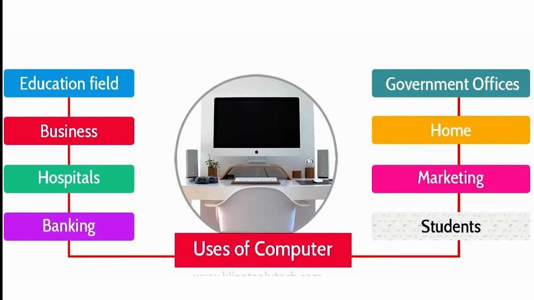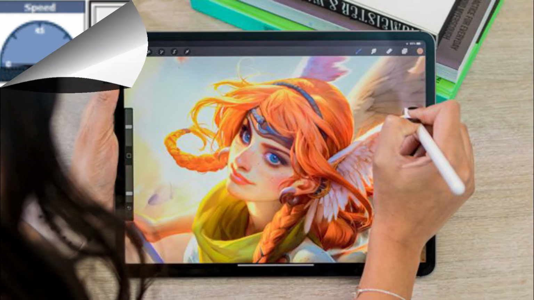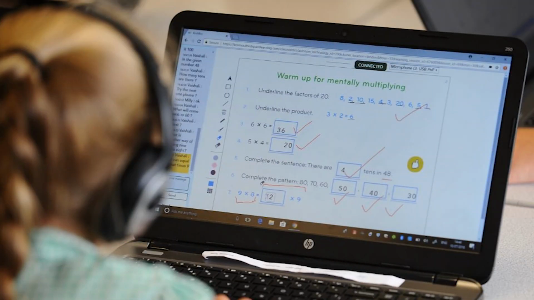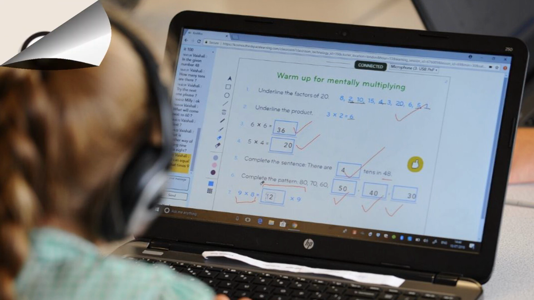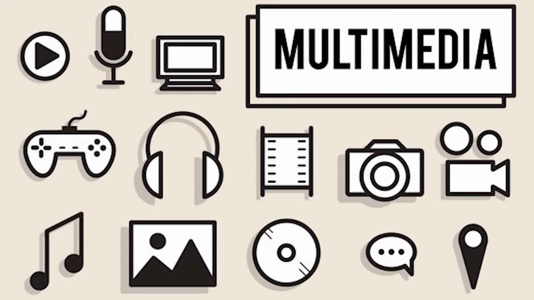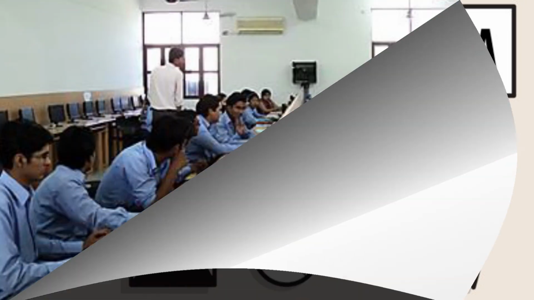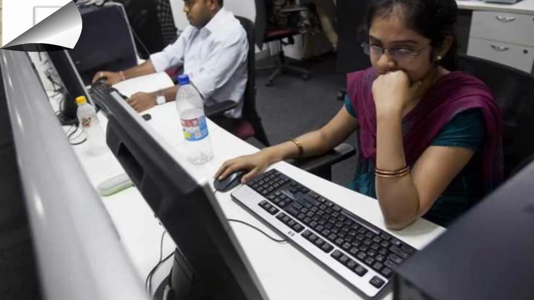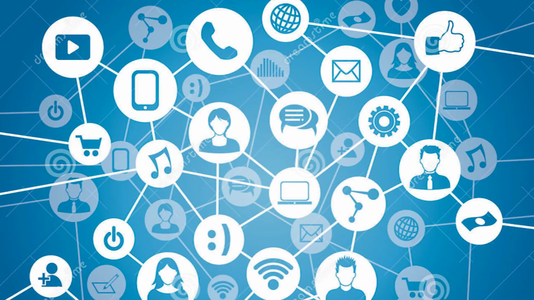Next, we are going to see about the uses of computers. We can use a computer to do many tasks like drawing pictures, typing letters and playing games. A computer helps us to solve mathematical problems accurately. A multimedia computer helps us to listen to music, recorded sounds and watch movies. Today, computers are used in schools, banks, offices, railway stations and airports. Computers also help to connect people all over the world through the internet and emails.